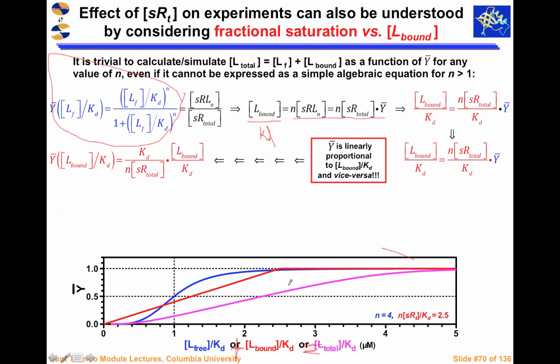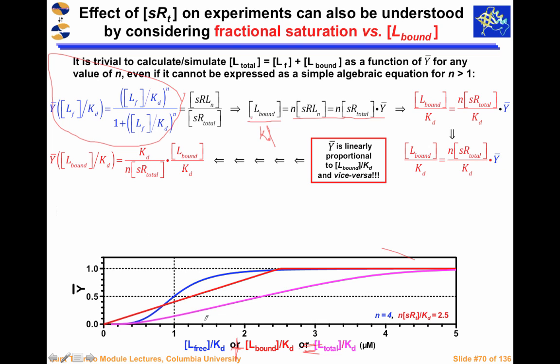To get a plot then of L total over KD, which is where we started all of this, probably 45 minutes ago or something, right? We want to understand how to conceptualize and how to mathematically analyze binding curves, binding isotherms plotted with Y fractional saturation as a function of L bound. Well, we have a very simple equation that describes the relationship between fractional saturation and LF over KD.